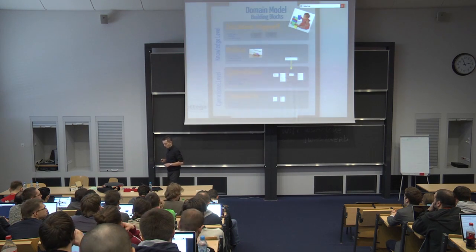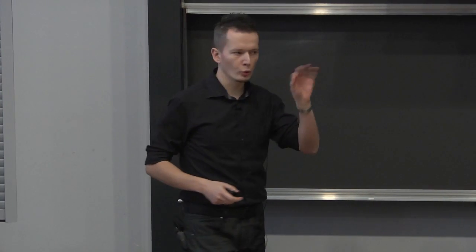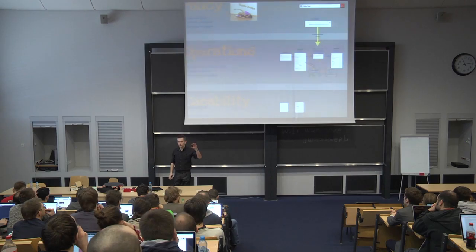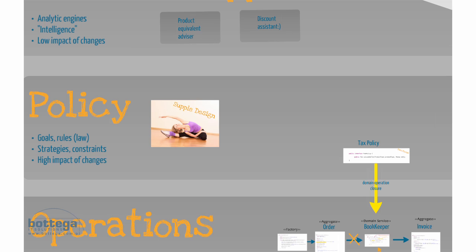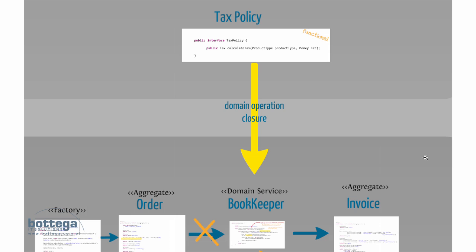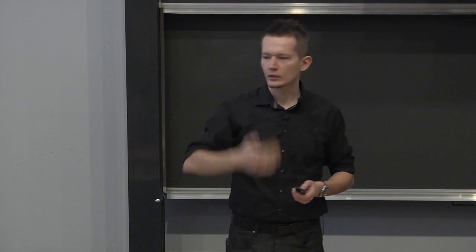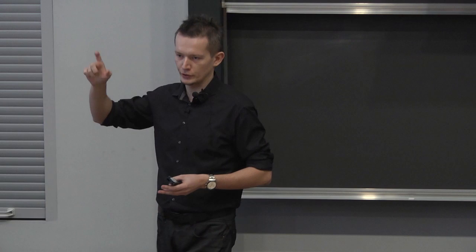But sometimes our operations model general business rules, but we need to tweak them a little bit. So in DDD, we introduce the policy level. And another technique, supple design. So policy models goals, rules, law rules, maybe strategies, constraints. And in our example, we have a tax policy, which is kind of a closure to the invoicing procedure. Because the general invoicing algorithm could be the same in every country, but calculating tax could be different.